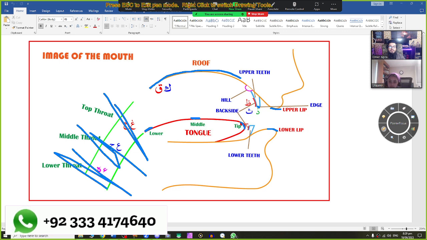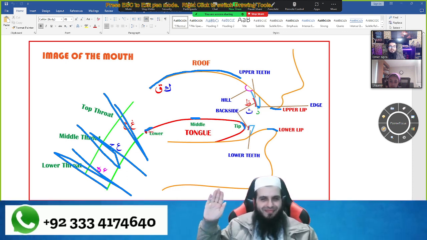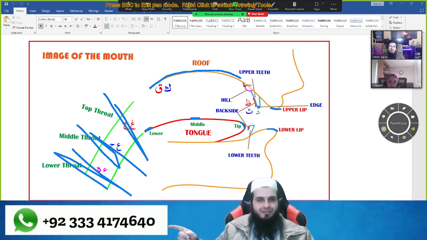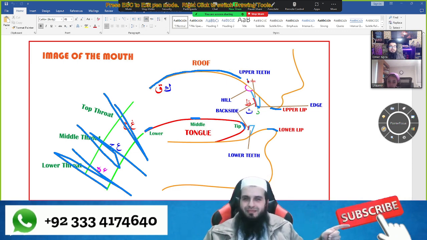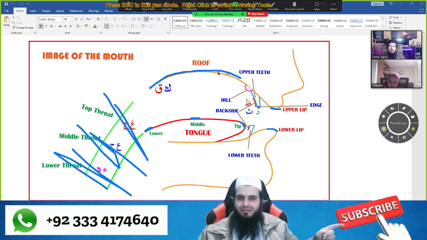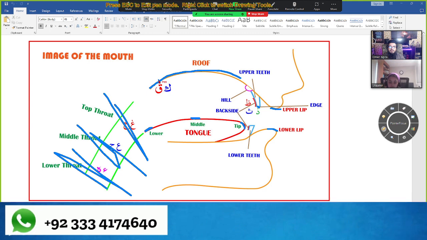What about this? The tip of the tongue. Yeah, and this one. The middle of the tongue. Good job. This one. The lower part of the tongue. Good job. What about this? That's the roof of the mouth. Yeah, roof of the mouth.